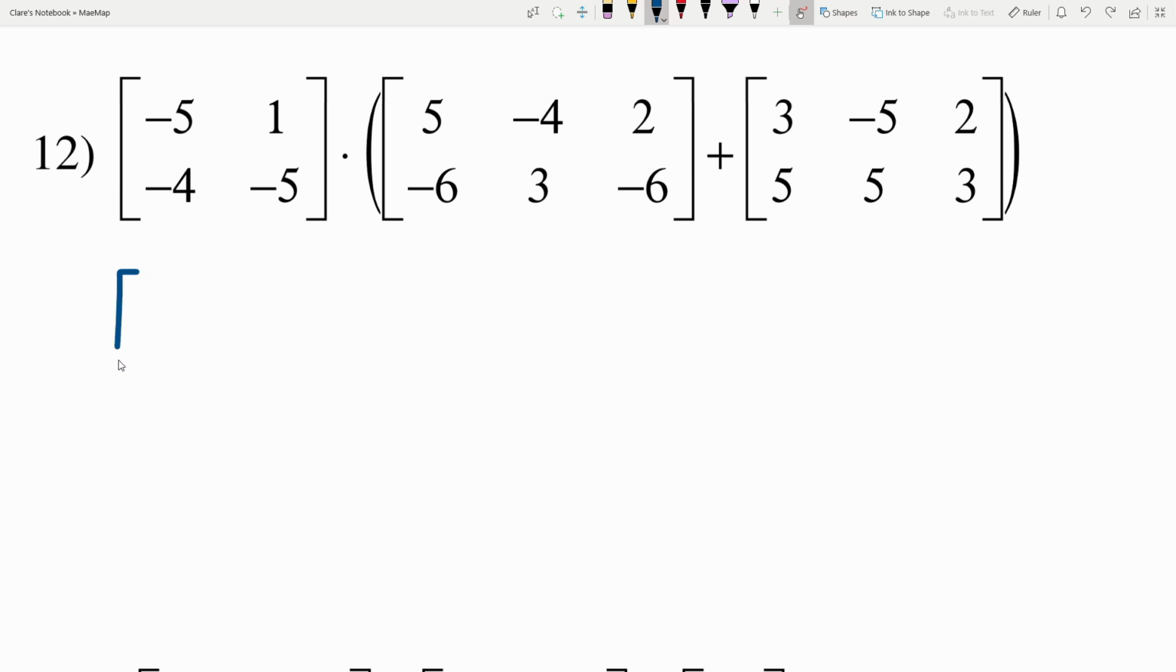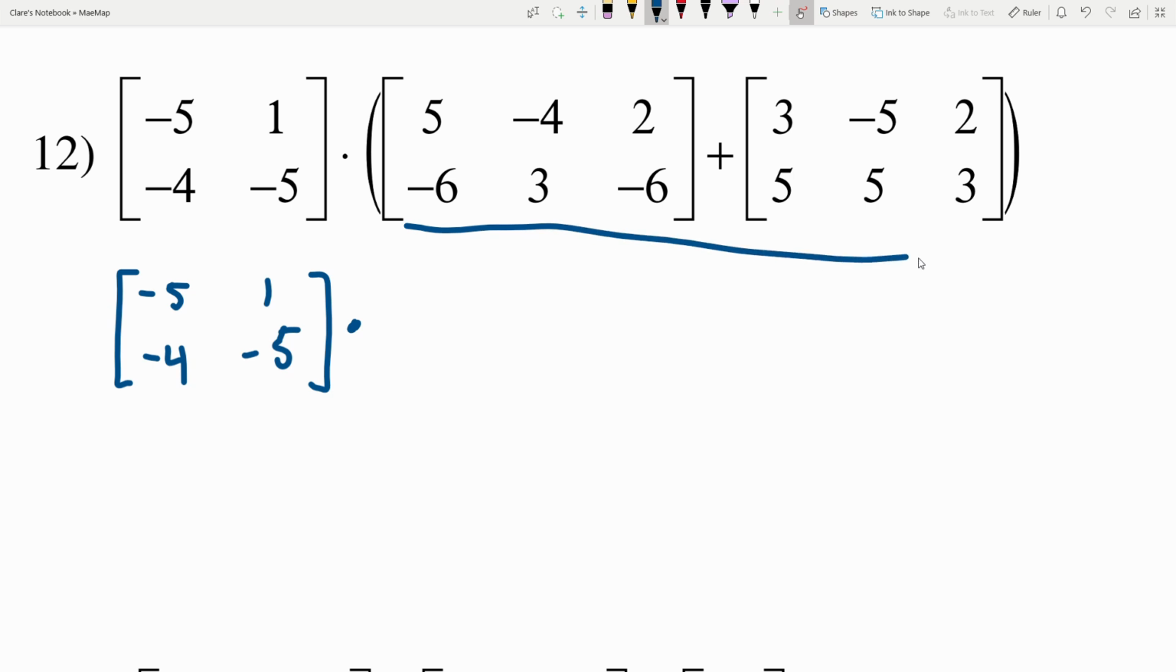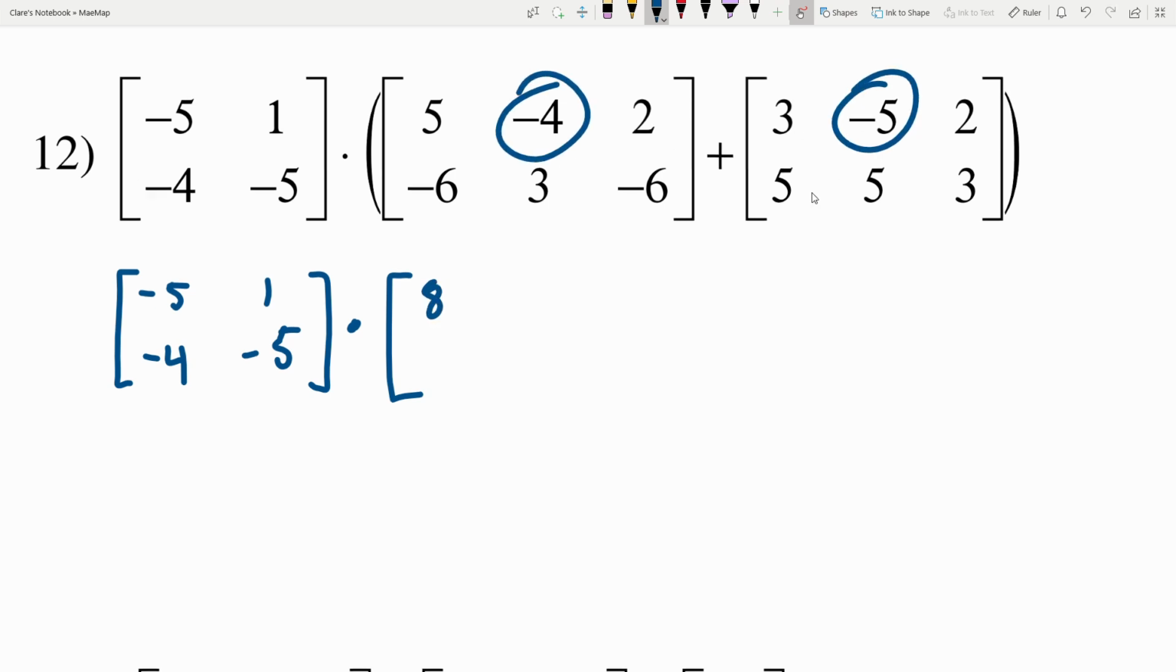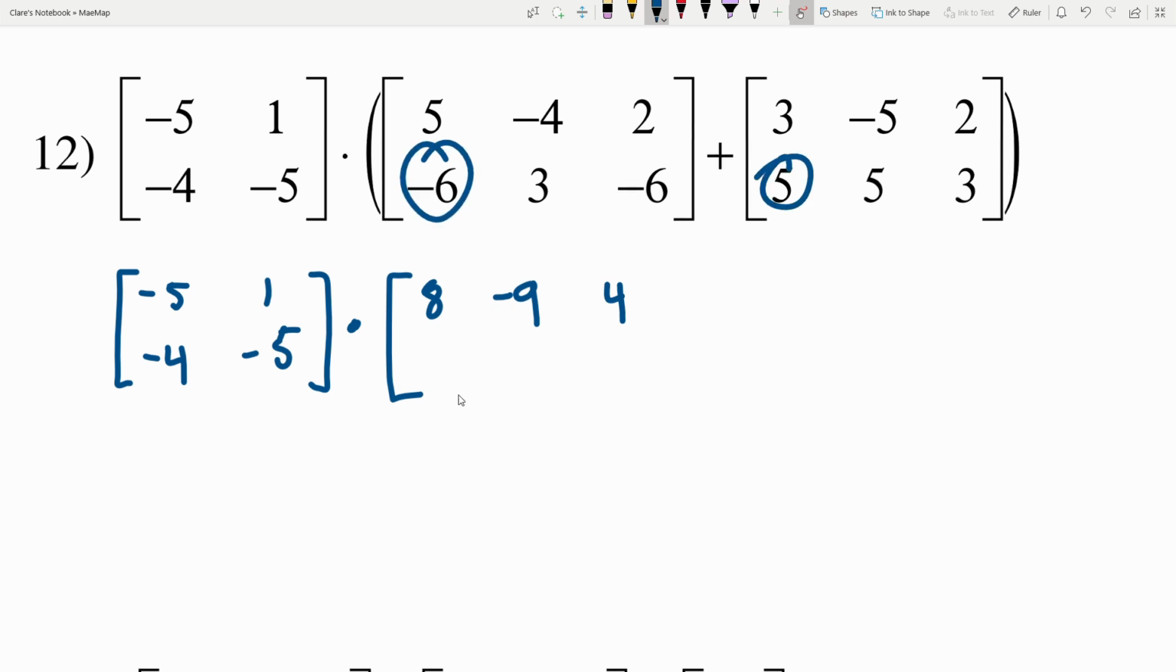So I'll just rewrite this matrix, negative 5, 1, negative 4, negative 5, and then I'll add my 2 by 3s. So 5 plus 3, that gives me 8. Negative 4 plus negative 5 gives me negative 9. 2 plus 2 gives me 4. Negative 6 plus 5 gives me negative 1. 3 plus 5 gives me 8. Negative 6 plus 3 gives me negative 3.